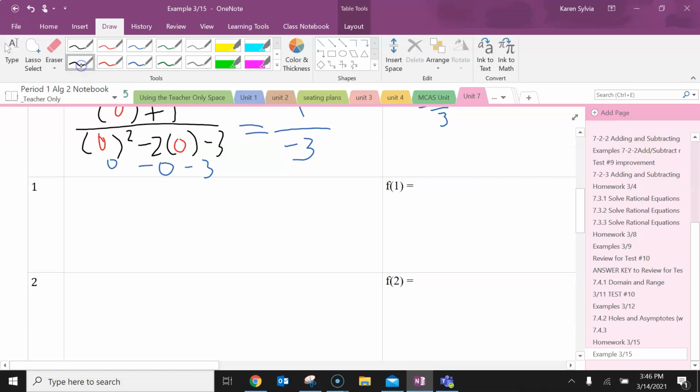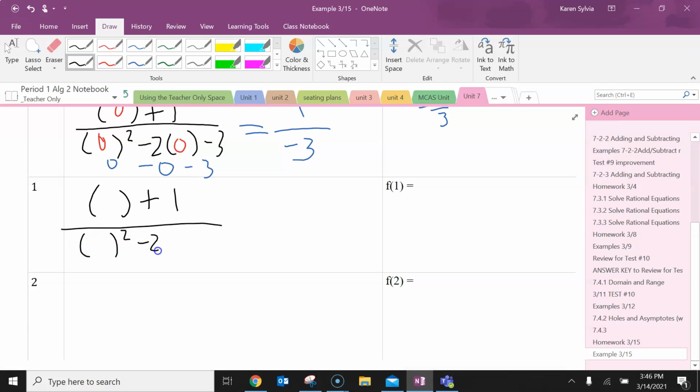The third value, x would be in each of these locations. I'm going to plug in 1 everywhere, and now evaluate again. 1 plus 1 is 2. In the denominator, I get 1 squared is 1, minus 2 times 1, minus 3. That's going to give me a total of -4. So f of 1 equals -1/2.